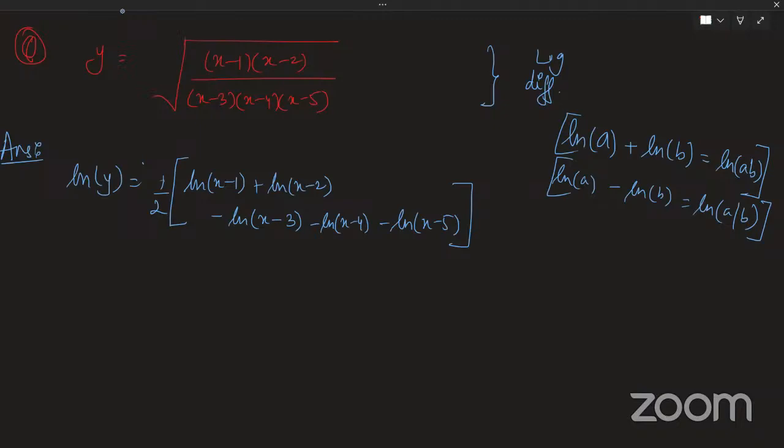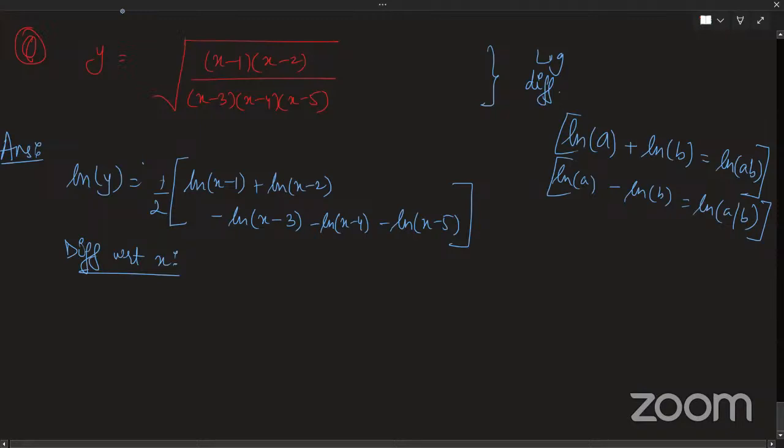Now, if I differentiate both sides with respect to x, right? I differentiate both sides with respect to x. What will be the value of, let us take the left hand side. I differentiate my left hand side with respect to x. What will it be? Anyone? 1 by y into dy by dx. Yes, 1 by y into dy by dx. Right? We have been doing this for so long. So I'll keep my half as it is.